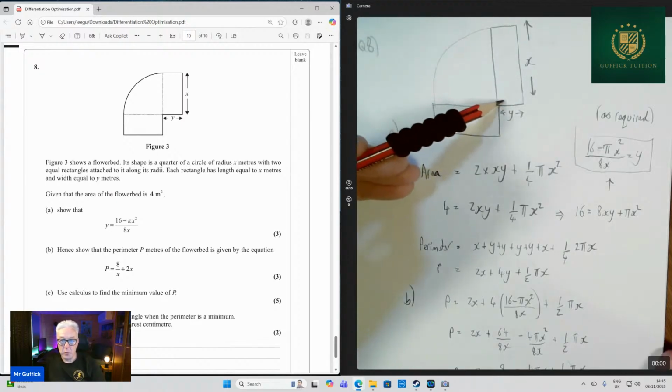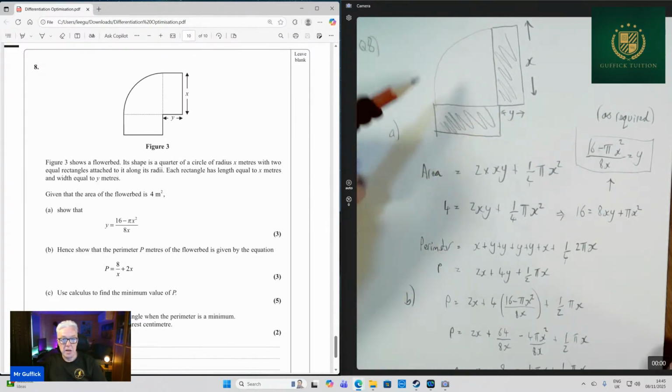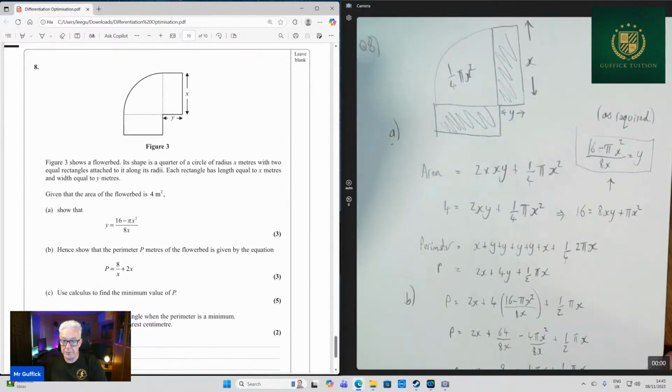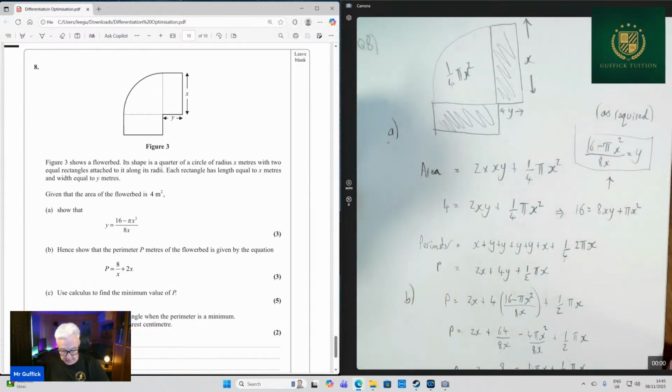So what have we got? We've got one rectangle there, which is xy. We've got another rectangle there, which is xy. And we've got a quarter of pi x squared, the whole circle. So we've got 2 times xy plus a quarter of pi x squared. Okay. And then for part A, we've got to just rearrange this to make y the subject.